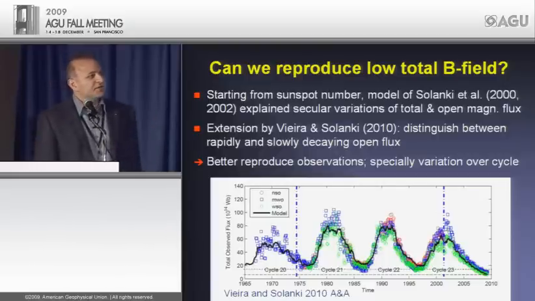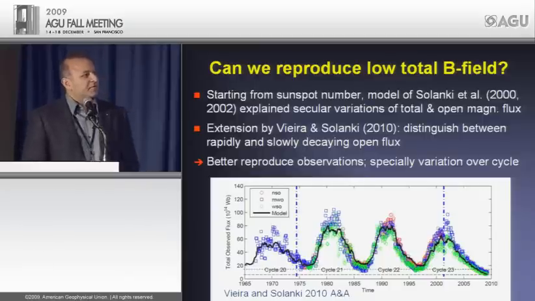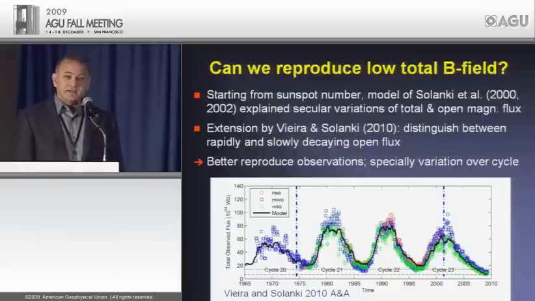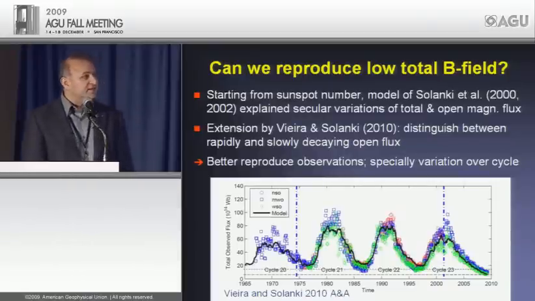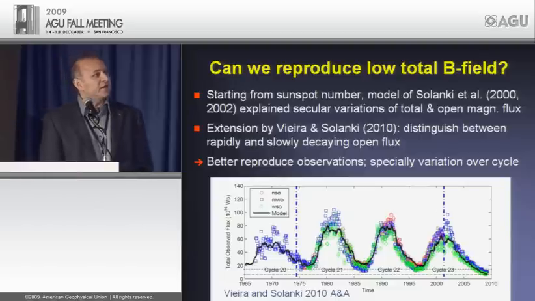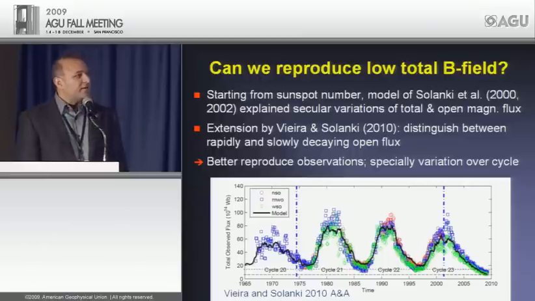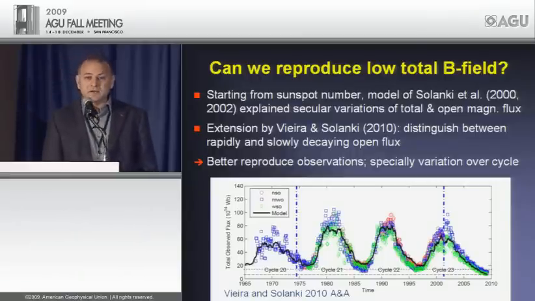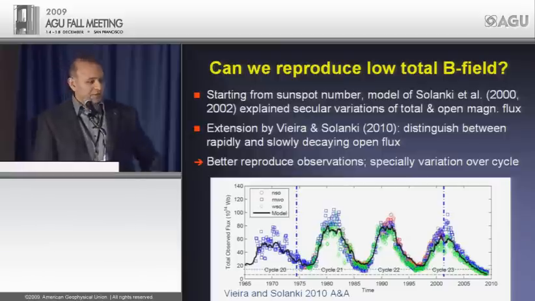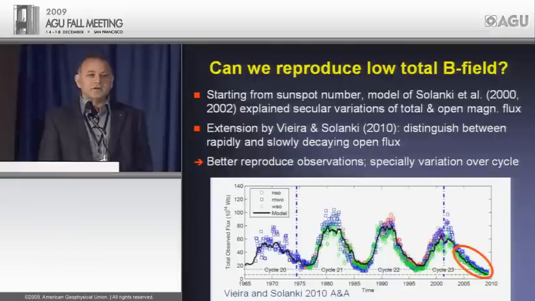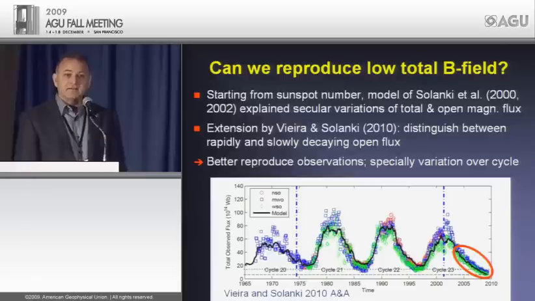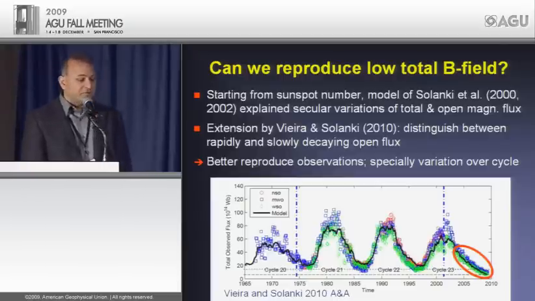And just as an example, you see in the lower diagram the total magnetic flux, the total time series that is available to us starting in the 1960s with Mount Wilson and then Wilcox and Kitt Peak coming in as well. So these are the colored symbols, those are the measurements. The black line is what the model gives. And in particular, if you look at the last few years, the model agrees very well with the data, even in this time when the flux has fallen to lower values than we had before.